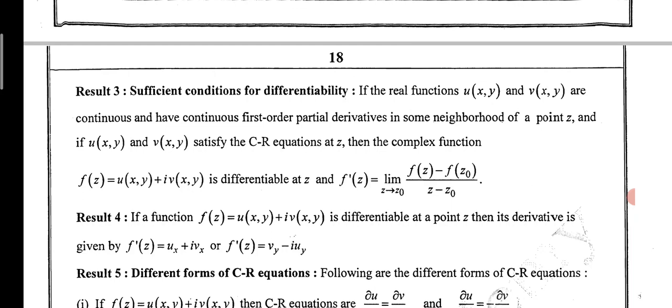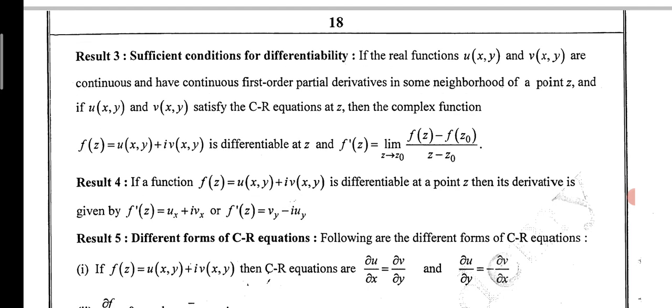Result 4. If a function f(z) = u(x,y) + i v(x,y) is differentiable at a point z, then its derivative is given by f'(z) = ux + i vx, or f'(z) = vy - i uy.